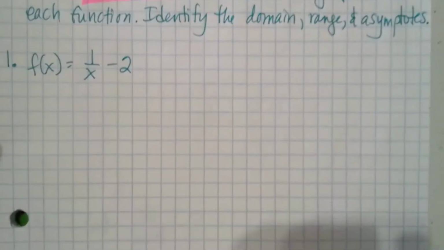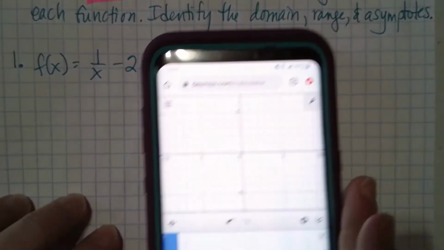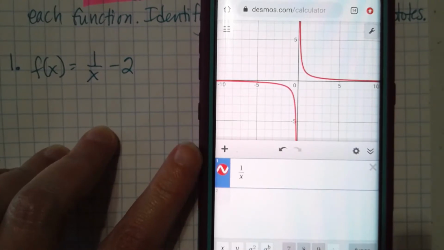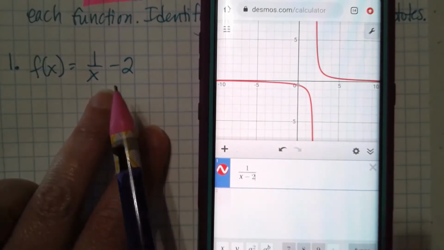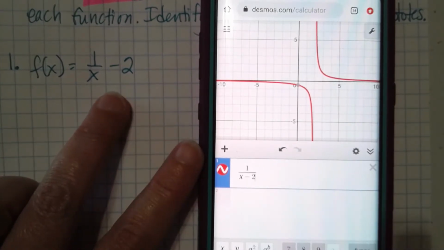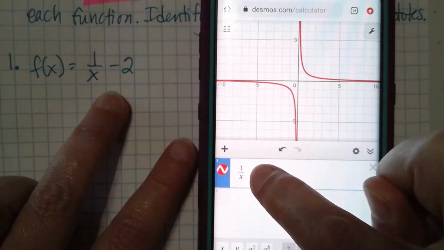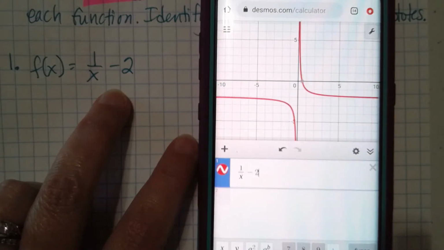Number 1 says f of x equals 1 over x minus 2. So I'm going to go to the Desmos calculator, and I have my blank screen, and I'm going to do 1 divided by x minus 2. Now look what happens if I do minus 2. Does that match this? Instead of the minus 2 next to the x, I'm going to put it out here beside it at the back. Minus 2 at the back. Cool.